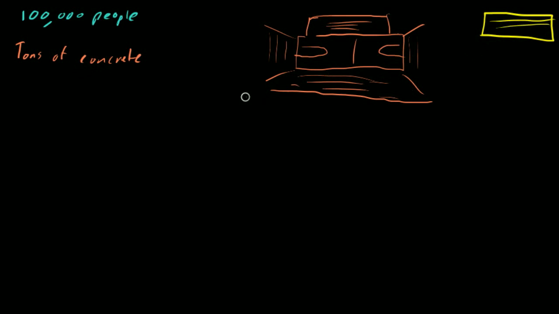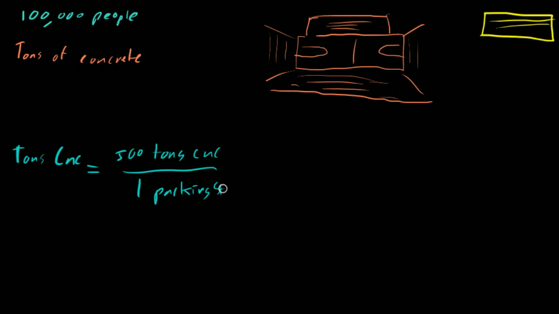So we're going to start off, and in this example, we're not going to start with what we know. We're going to start with what we want to get, which is tons of concrete. That's what we want to get. We're going to say that is going to be equal to, let's say, for every parking structure we build, let's say we need, I don't know, 500 tons. Now I'm completely making this up. 500 tons of concrete for one parking structure.